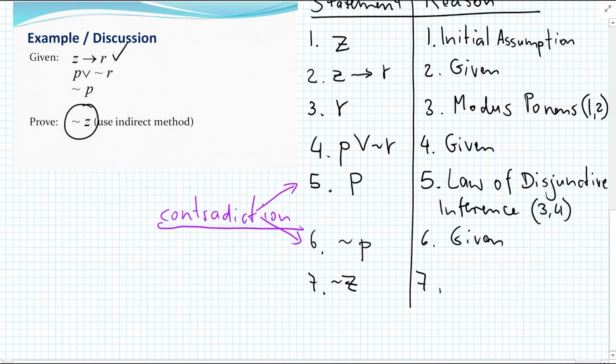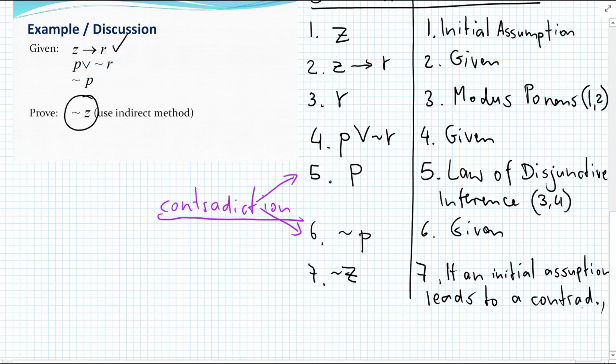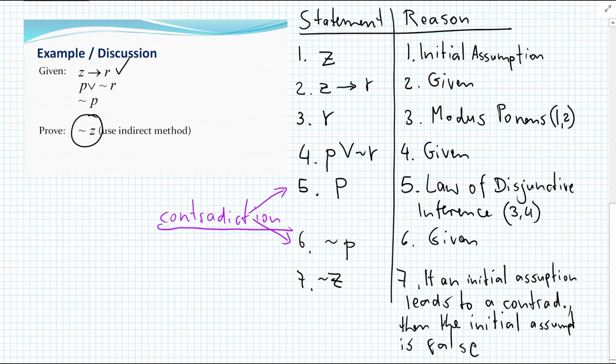Okay? Now, as a reason here, you want to write: if an initial assumption leads to a contradiction, then the initial assumption is false. Okay. And that's basically it. That's how you prove this, okay? And that's how you do an indirect proof.